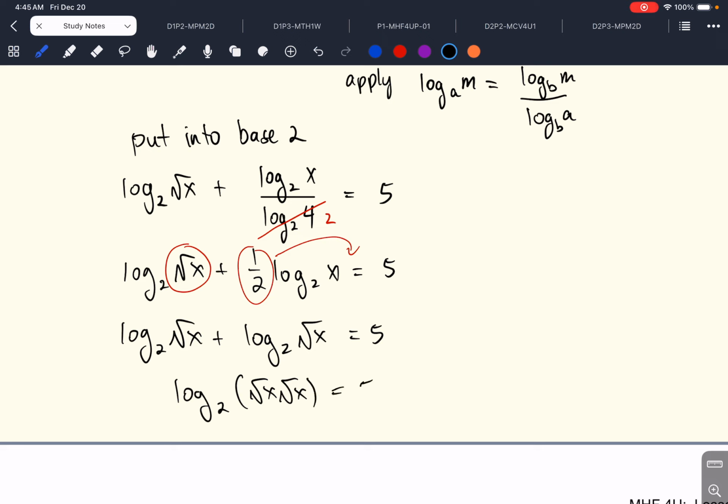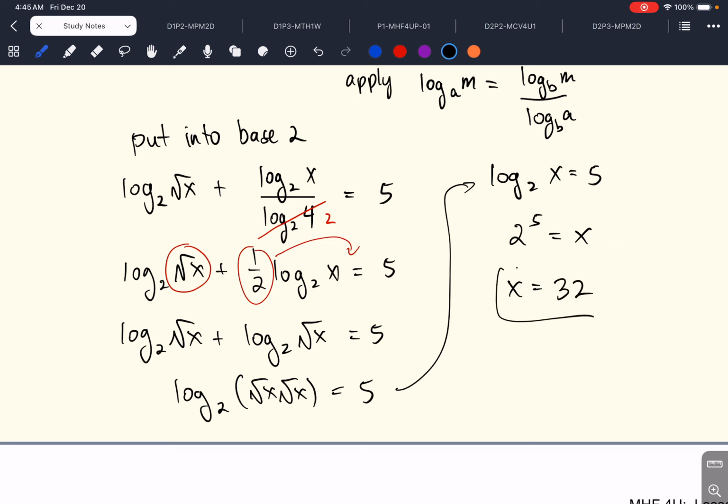And as we know, when we multiply two radicals with the same radicand, root x times root x, you just get x. Okay, so we can write that here. Log base 2 of x equals 5. And now in exponential form, I can write this as 2 to the power of 5 equals x. And therein lies your solution. 2 to the power of 5 is 32. And we only have one solution here, and not two.